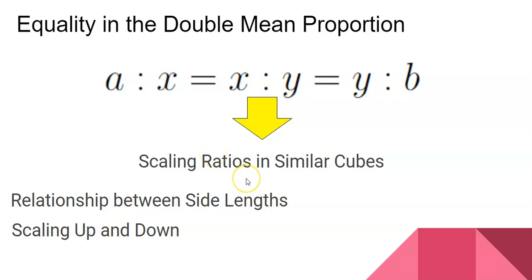Conversely, to scale up from the smaller cube B to the larger cube A, we simply multiply the smaller volume B by the ratio Y over X. This process enlarges the smaller cube B to proportionally match the dimensions of the larger cube A.